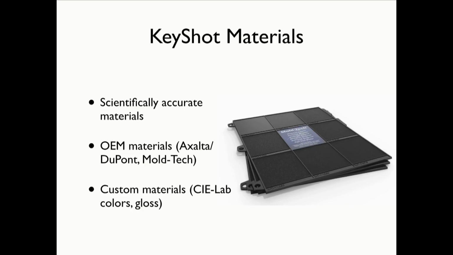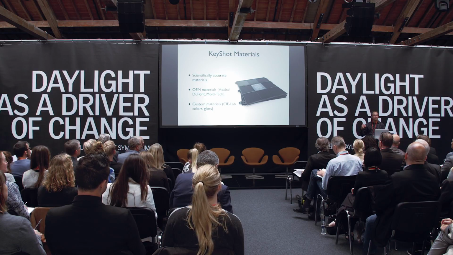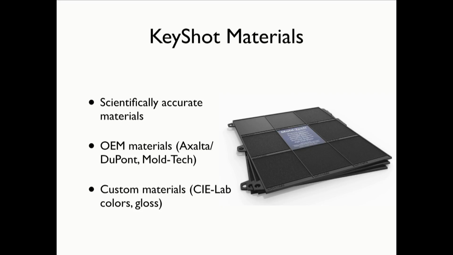It has a number of materials. We actually have what we call scientifically accurate materials. We've worked with a number of vendors that have measured materials. Some of these are more for products. So we have, for example, automotive paints. DuPont, before they got spun off to Axalta, had a lot of paints that they actually measured. And we're the only ones that have been able to go in and match the measured data.